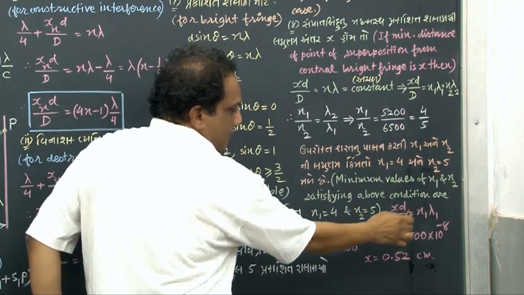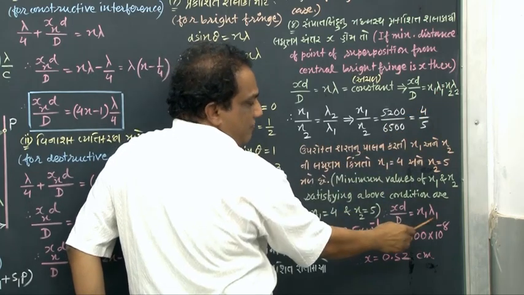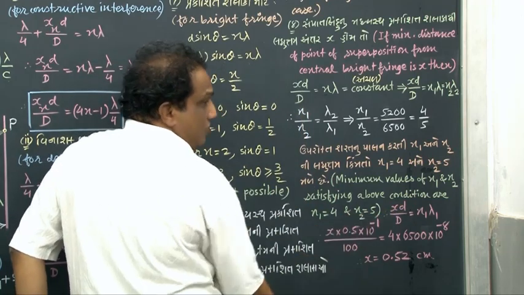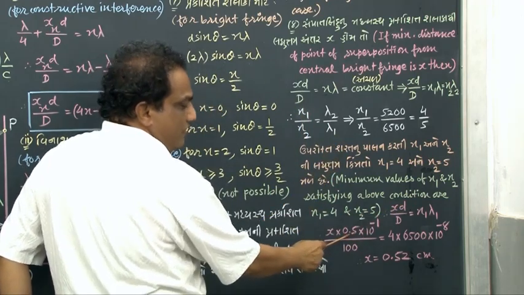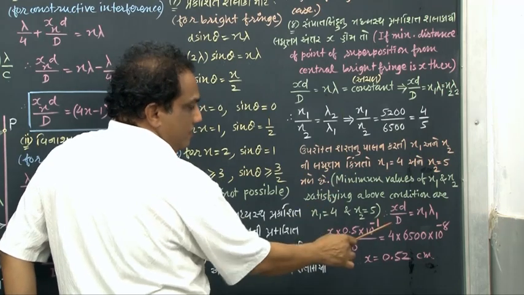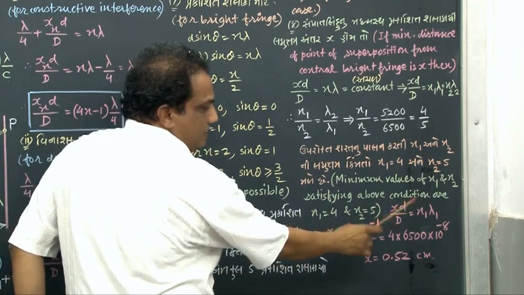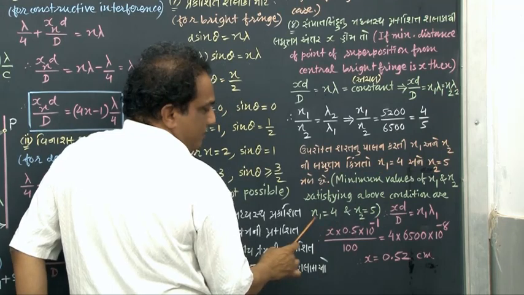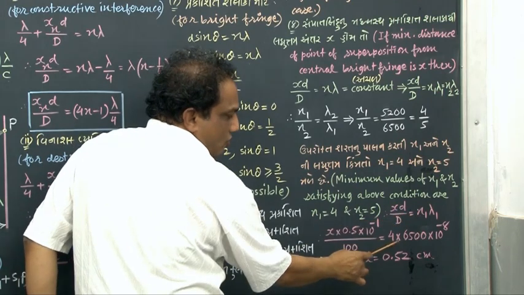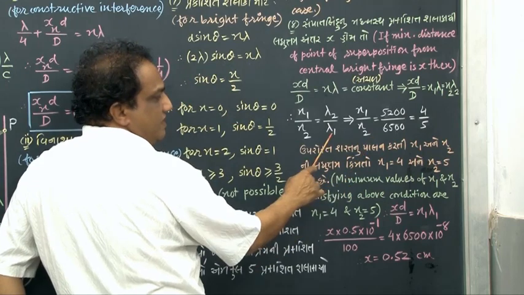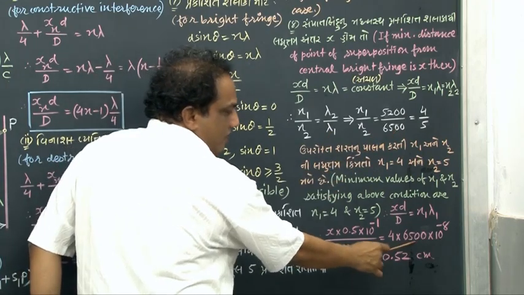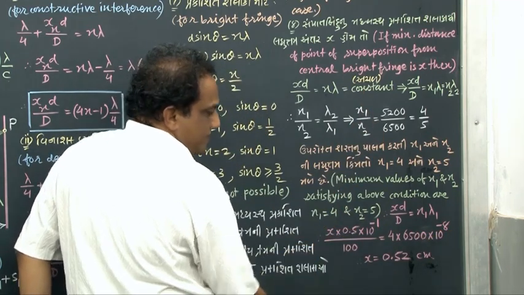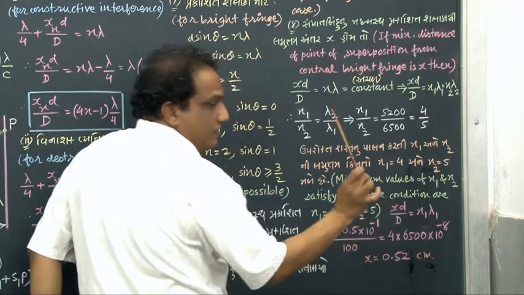x into small d upon capital D, I am just equating with n1 lambda 1. What is x? The minimum distance that we require. Small d is the distance between two slits which they have given as 0.5 millimeter, converted into centimeter, multiplied by 10 raised to minus 1. Capital D is the distance between slit and screen which they have given as 100 centimeter. n1 is 4. What about lambda 1? First value of wavelength is 6500 angstrom, converted into centimeter, multiplied by 10 raised to minus 8. Simplify, the value of x is 0.52 centimeter.